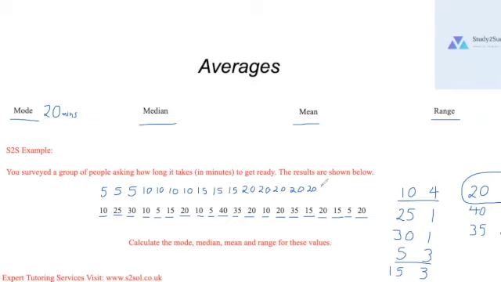25 was mentioned once. 30 was mentioned once. 35 was mentioned twice. And 40 was mentioned once.